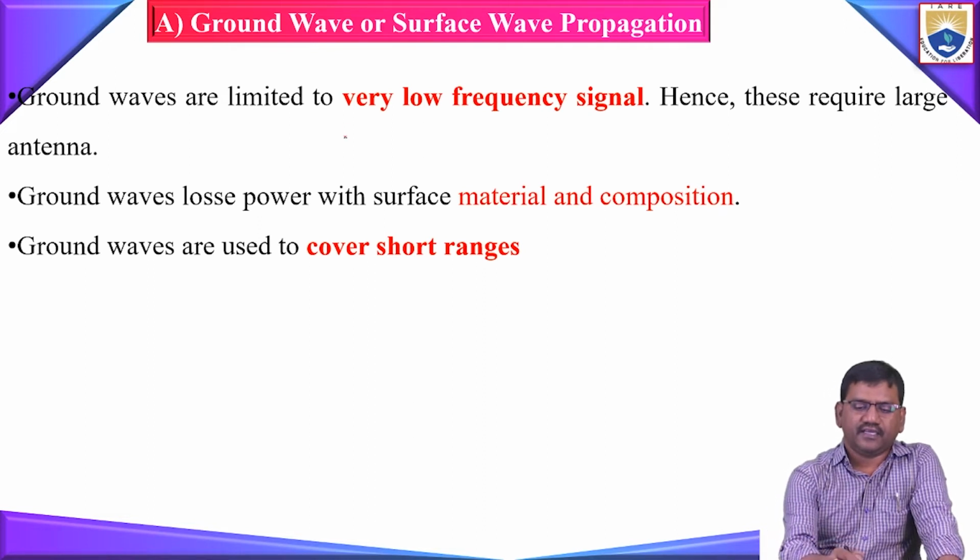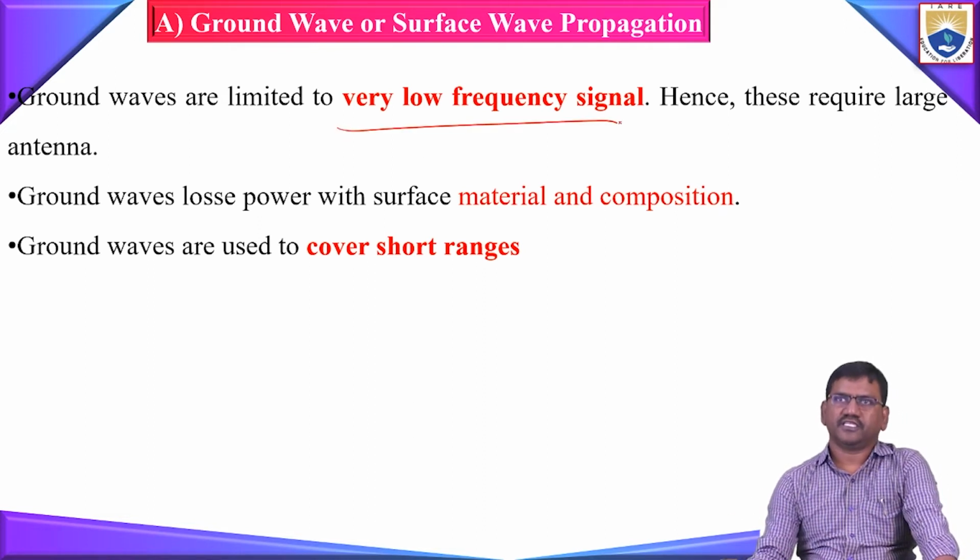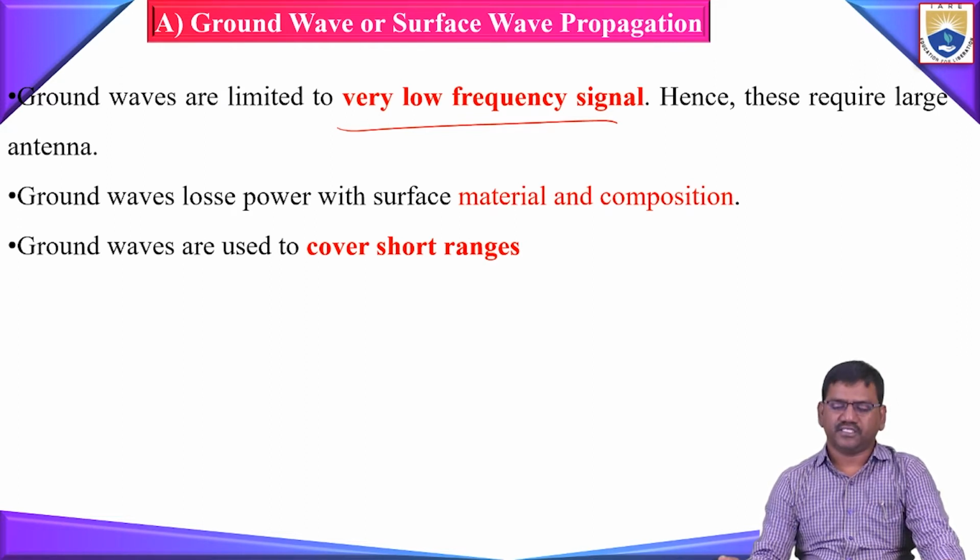So you can see here, the ground waves are limited to very low frequency signals. If we send a high frequency signal, more waves are produced and more absorption takes place. With more absorption, only 50% of the energy reaches the receiving antenna.